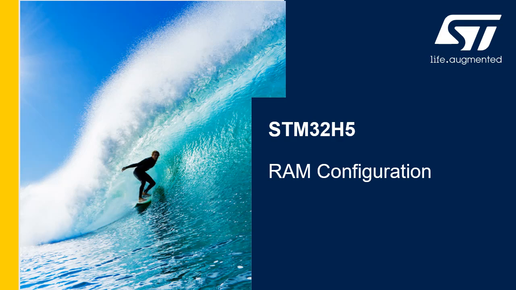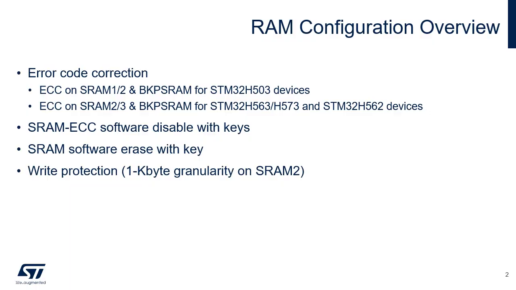Hello and welcome to this presentation of the RAM configuration controller, which configures the features of the internal SRAMs, SRAM1, SRAM2, SRAM3, and backup SRAM. The RAM configuration controller is in charge of handling the error code correction, or ECC, disabling ECC through a software sequence based on a key register, performing global SRAM erasure through a software sequence also based on a key register, protecting SRAM2 against write accesses for each 1 kilobyte chunk.